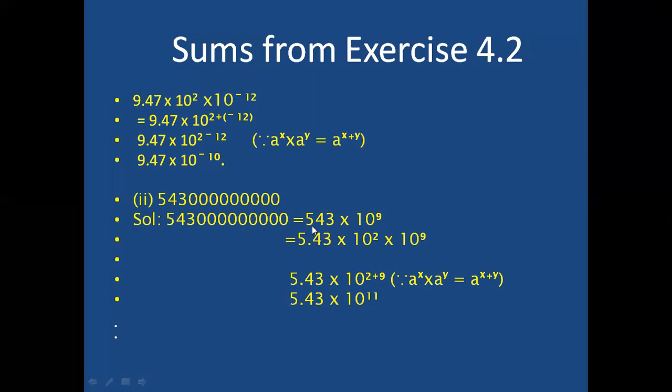Now again 543. In this we can remove 100. So we can represent this as 5.43 into 100, and 100 is 10 into 10, that is 10 square, into 10 power 9.